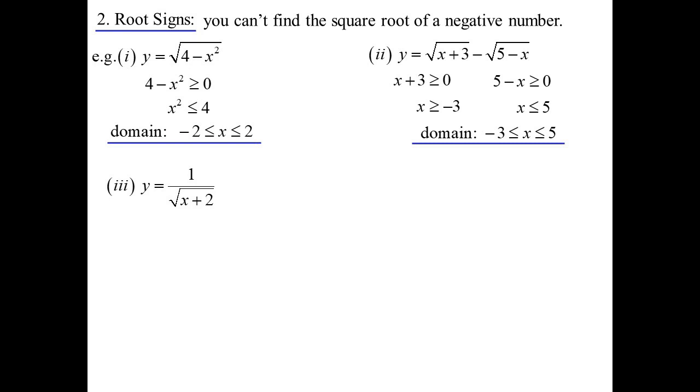1 over the square root of x plus 2. So now I've got both situations. I've got a square root and I've got a fraction. What difference does that make? Well, all it really means is instead of going x plus 2 is greater than or equal to 0, it's just x plus 2 is greater than 0, because it can't equal 0, because you can't have 0 on the bottom of the fraction.